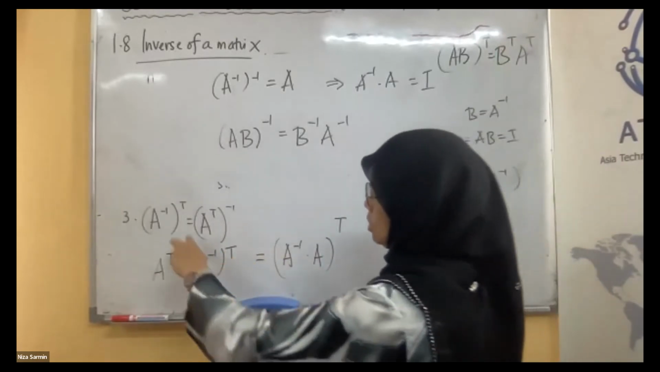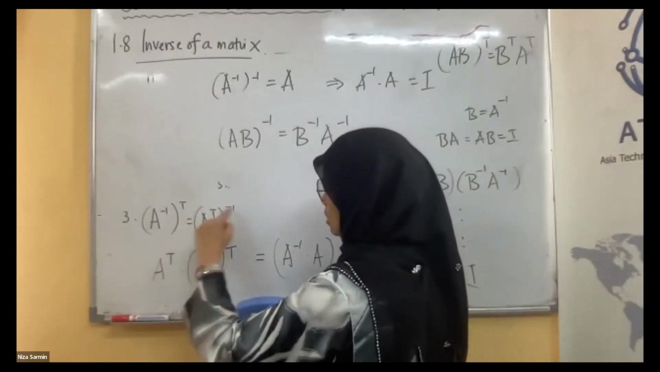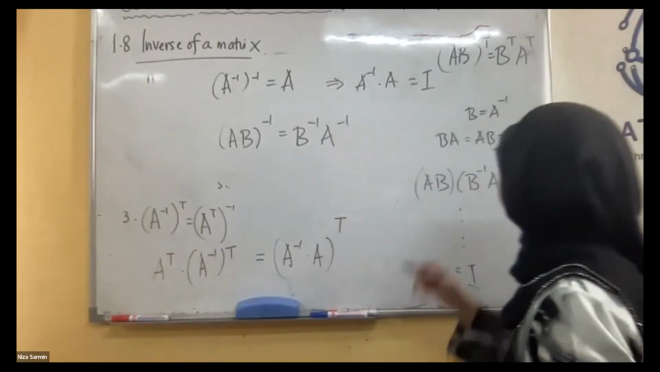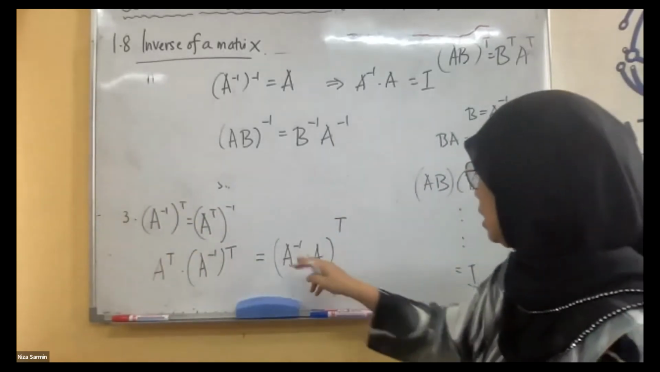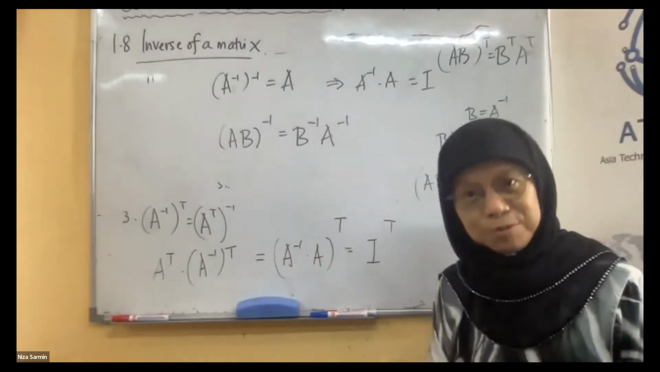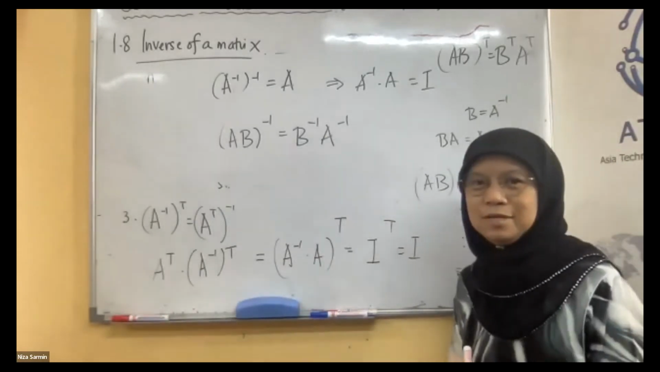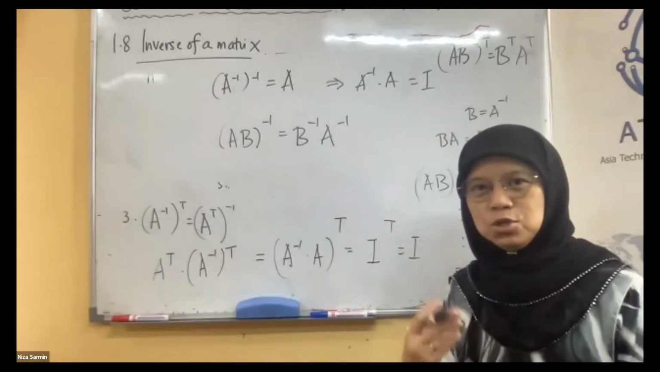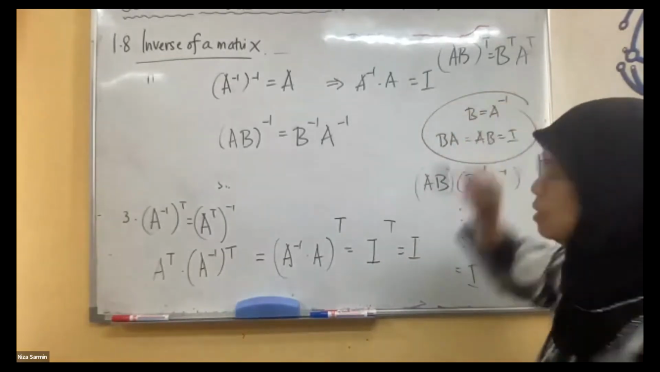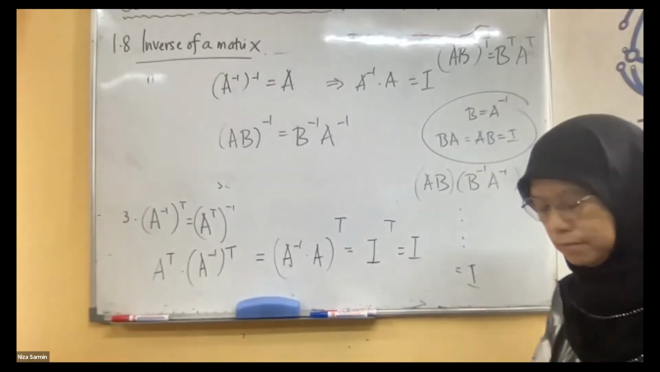So why do I do this? I want to show this is the inverse of this. So you take the inside inverse, A^T, times the whole thing. What is A inverse A? I. What is I transpose? It is I. So make sure you get used to showing this using the definition of the inverse.